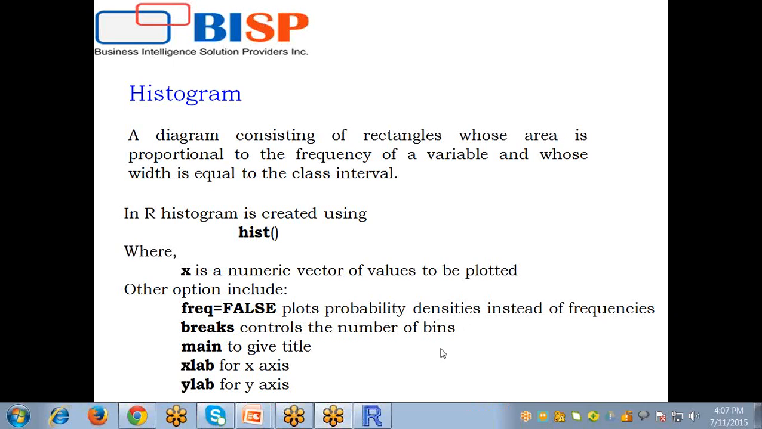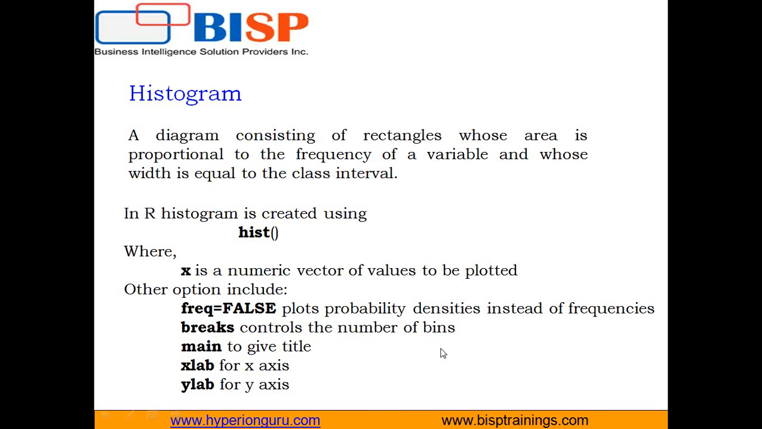In R, the histogram is created using the hist function. So let's produce a histogram. First, understand the arguments of hist. The first one is x, the numeric vector of values for which you want to create the histogram. Another option is freq. By default the frequency is TRUE, and if we make it FALSE, then it will not calculate the frequency. The next argument is breaks, for the number of bins; main to give the title; and xlab and ylab for naming the x-axis and the y-axis.